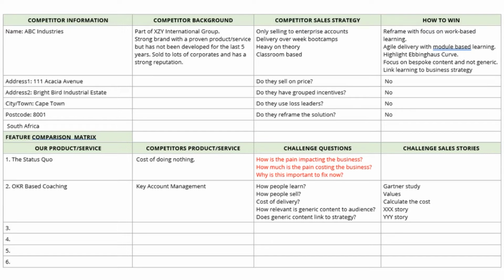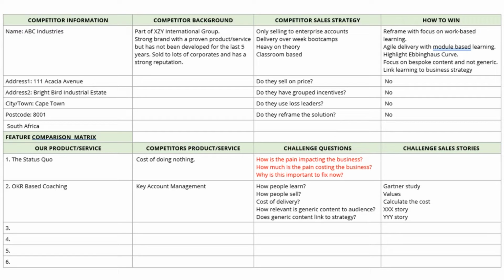So ABC Industries, you've just got the company details there, the competitor details, and then a little bit on the competitor background. What's their history? What's their sweet spot? Where have they beaten you before, and what strategy did they use? And that then rolls into the next column here on the top. Third from the left is competitor sales strategy. How are they actually selling?